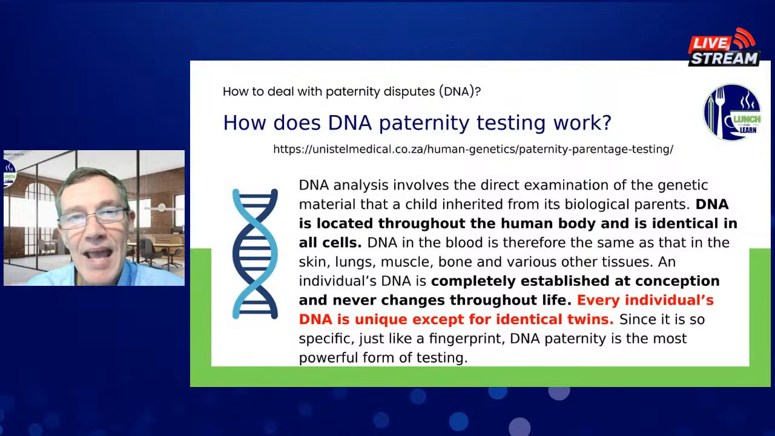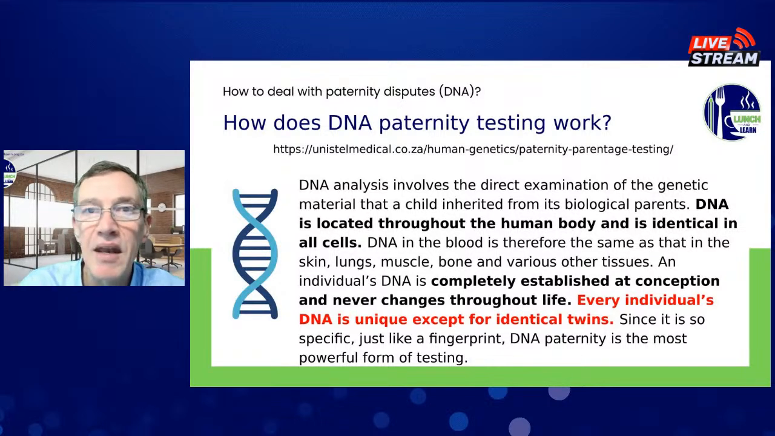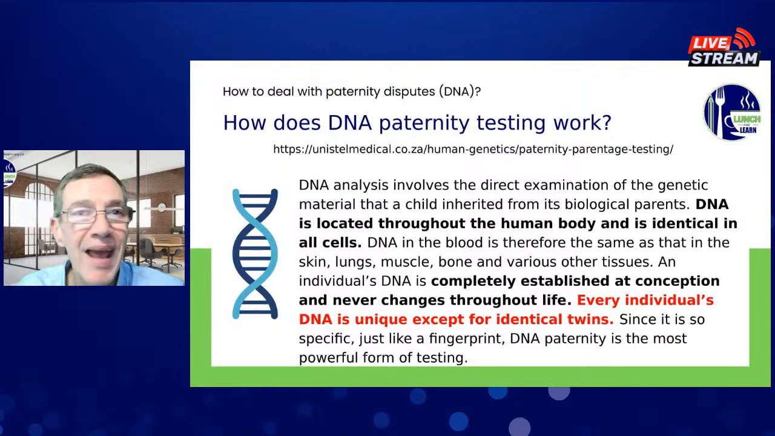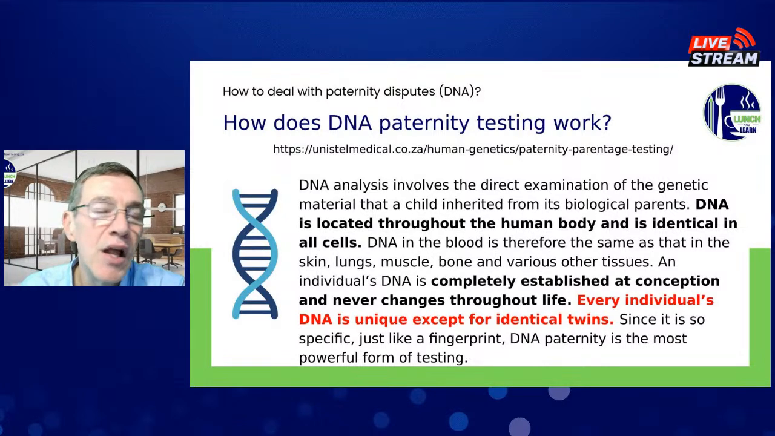Now, this blueprint of DNA is located throughout the whole body. It could be found in blood cells, in your skin, in saliva, in muscle, in bone and other various tissues. So that is all over. The DNA of only a single cell is needed, because the whole blueprint of the DNA could be found in one single cell throughout the whole body. And those cells are identical.